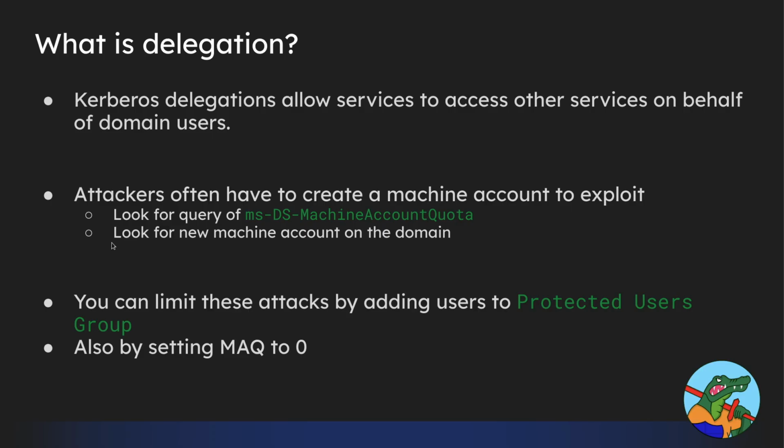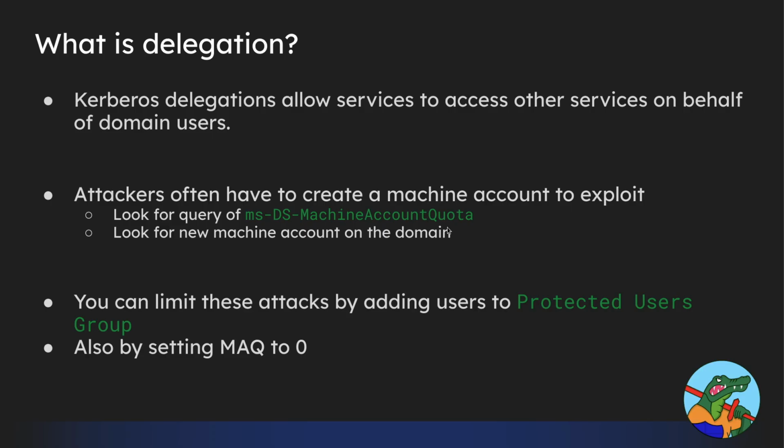Now, who remembers I said you can create machine accounts, right? By default, you can create 10 machine accounts on Windows. So let's say an attacker is trying to do delegation. A lot of the time to do delegation, you have to make a new machine account. Or maybe for a DCSync, someone's making a new machine account. They might first query what their machine account quota is to see if they can make a new machine account. So you know what I should do? I should look for those queries.